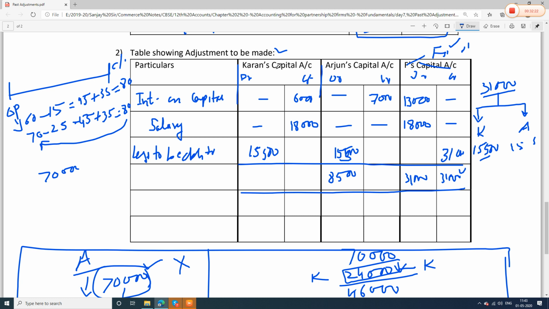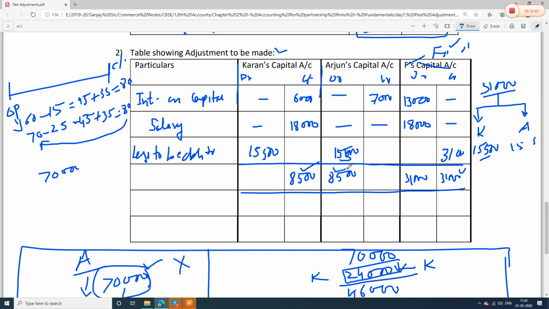And for Karan, what has happened? Karan's total here is how much? 18 plus 6 is 24. So out of 24, if you deduct 15,500, the balance will be 8,500. So what we will do: Karan's capital account we will credit 8,500 and Arjun's capital account we will debit 8,500.